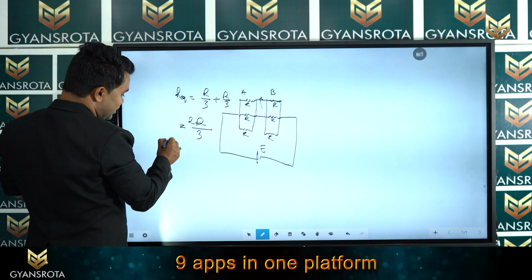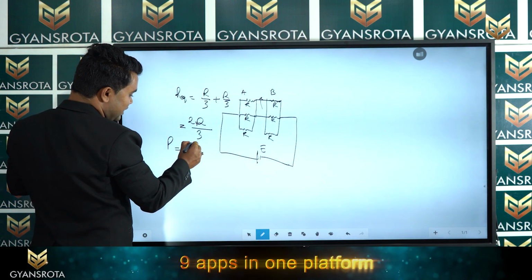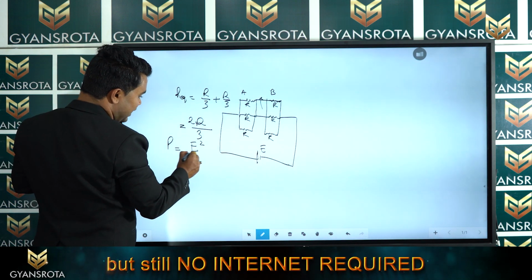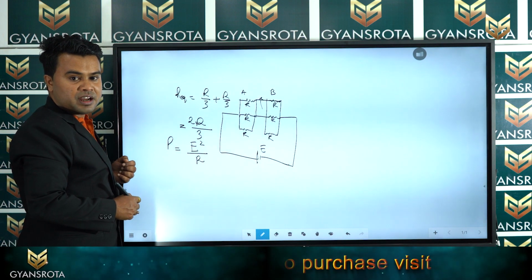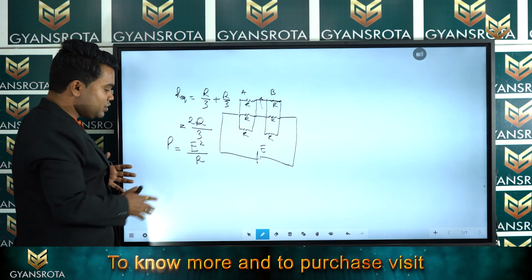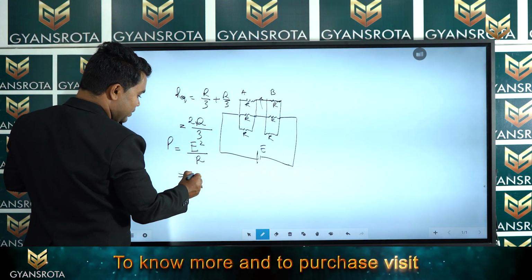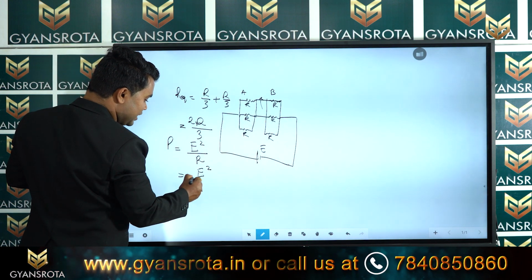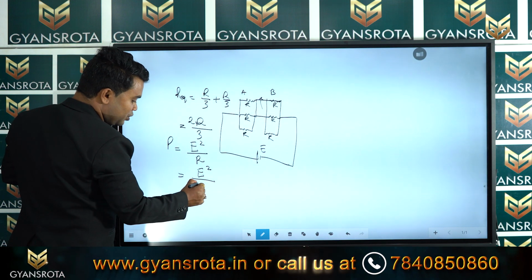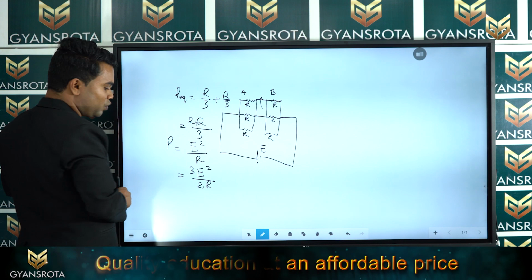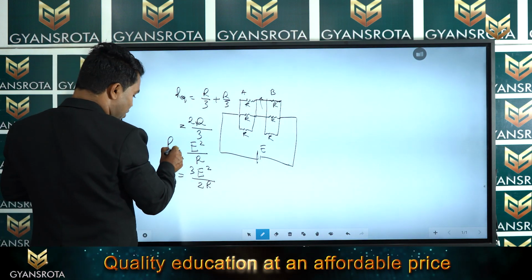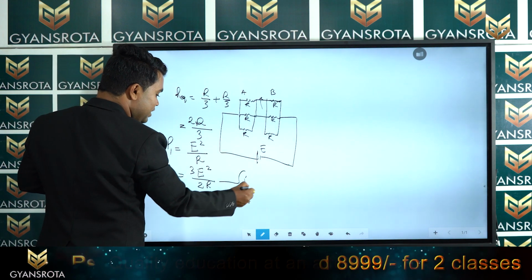The power consumed will be written as E square by R. Now how much is E? Is it given in the question? It's not given in the question, so we'll keep it that way only, and we'll write E square by R will be twice R divided by 3. I can write it down as 3 E square by twice R. So put it as power P1 when all of them were glowing.